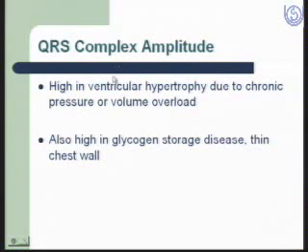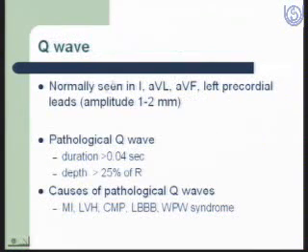High QRS complex amplitude is a feature of ventricular hypertrophy, which may be either due to chronic pressure or volume overload, and it is also seen in infiltrative disorders like glycogen storage disorder or in patients who have a thin chest wall. Now Q wave normally is seen in lead 1, AVL, AVF and left precordial leads with an amplitude of 1 to 2 millimeters. A pathological Q wave is defined if the duration of the Q wave is more than 40 milliseconds and the depth is more than 25% of the R wave amplitude.